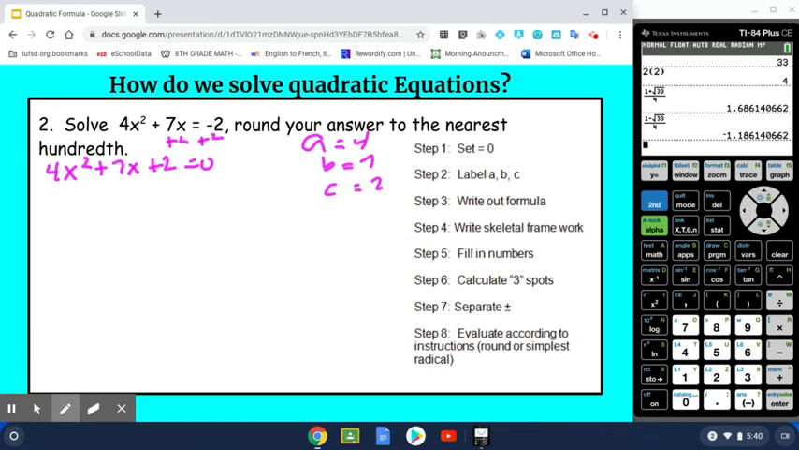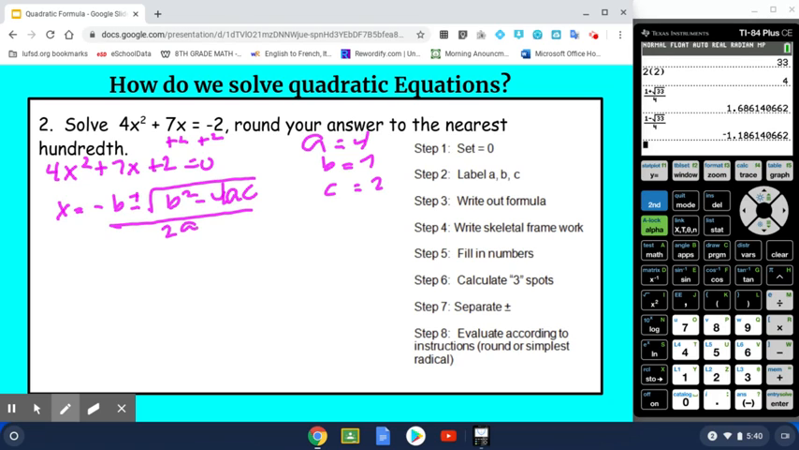Okay? Next step, write out the formula. X equals negative B plus or minus the square root of B squared minus 4AC all over 2A. So make sure you pause the video and get that down.